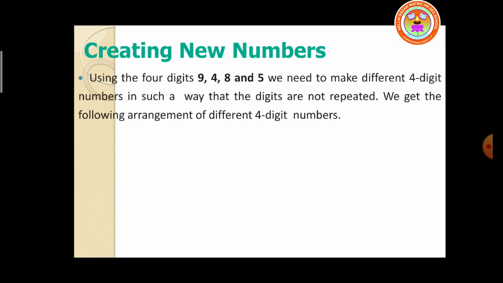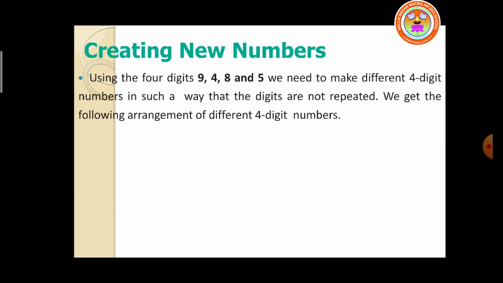Then how to form new numbers? See, using the 4 digits. What are the 4 digits given here, children? 9, 4, 8 and 5. We need to make different 4-digit numbers in such a way that the digits are not repeated. We get the following arrangement of different 4-digit numbers.